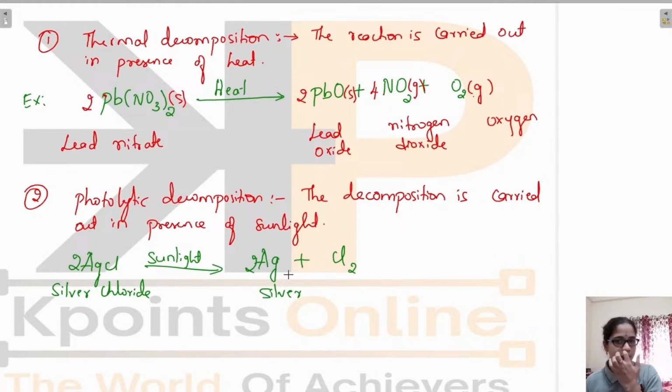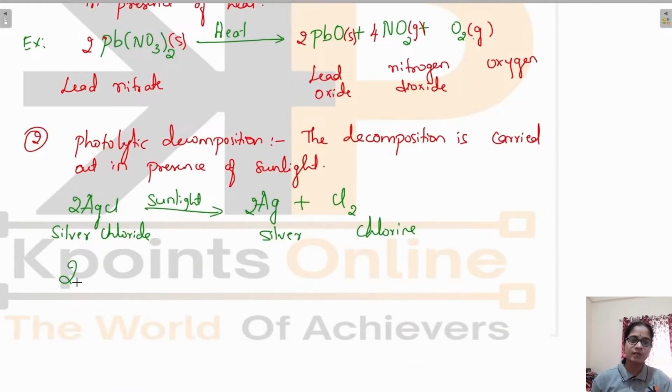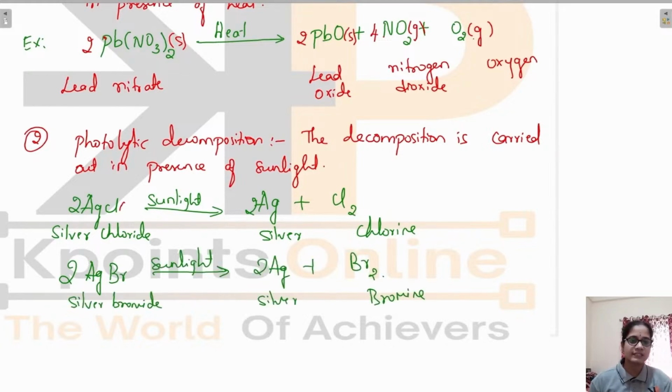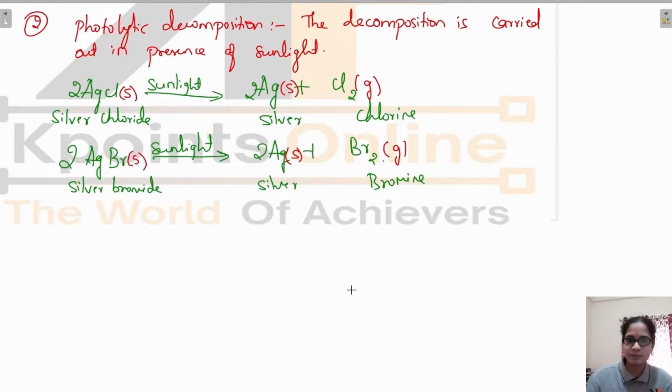It may be asked in your examination. What is the color of the product that is obtained when silver chloride is decomposed in the presence of sunlight? In this way you have to remember. Then decomposition of silver bromide in the presence of sunlight, write the state symbols. In this way photolytic decomposition occurs in the presence of sunlight. Remember one thing here, these reactions are used in black and white photography.